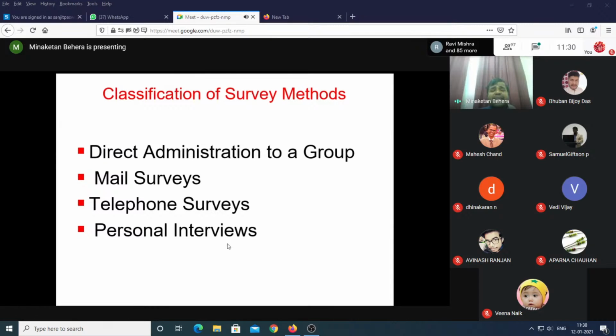For any study, you have some set of questions and you are managing the process. Because of that, we call this direct administration: you are controlling, you are managing.